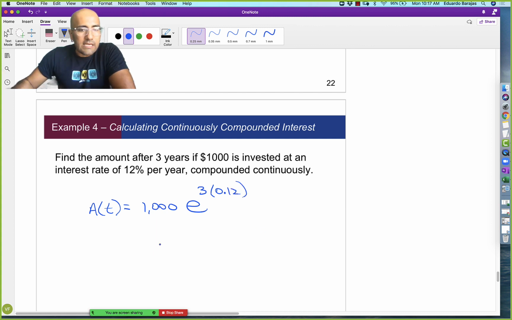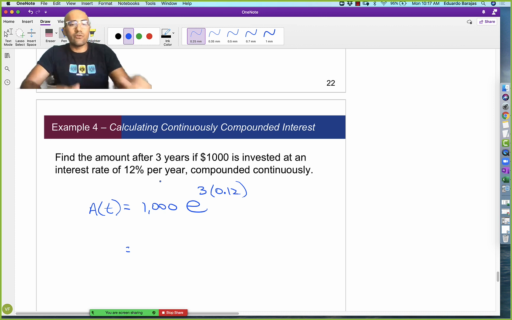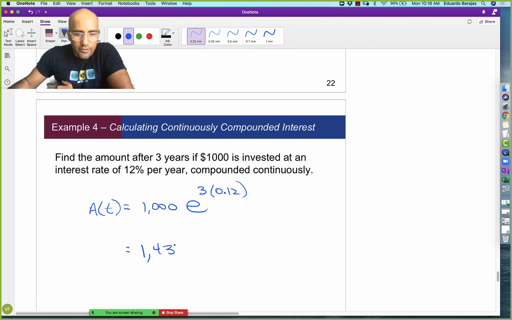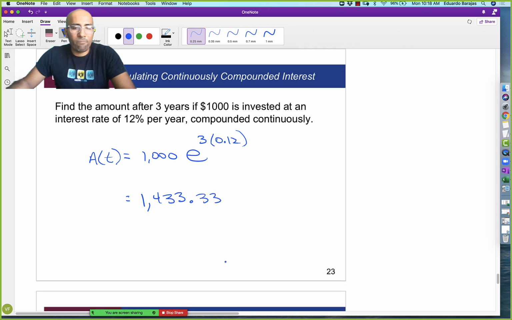Another reason why e becomes so important: e helps us figure out continuously compounded interest. So it's key to a huge part of our financial infrastructure to use the letter e to model various equations in our economic system. 3 times 0.12, e to the power of that. And I get approximately $1,433.33. Do you guys get the same thing?